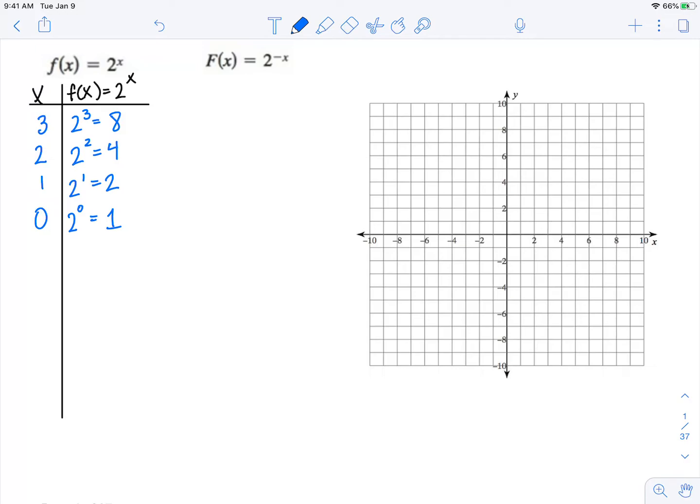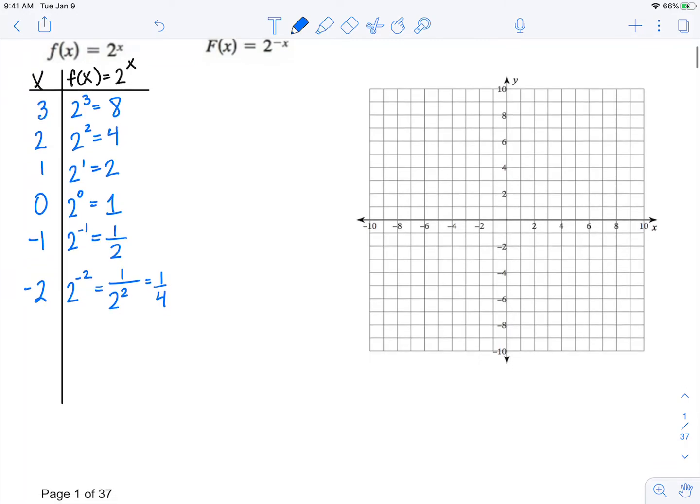And now I'm going to plug in some negatives, and this should throw us back to Algebra 1, properties of exponents. If I plug in -1, that's 2 to the -1 power, which is actually 1 over 2, or 1 over 2 to the first. If I plug in -2, that's 2 to the -2 power, which is 1 over 2 squared, which is 1/4. And if I plug in -3, that's 2 to the -3, or 1 over 2 cubed, or 1 over 8.